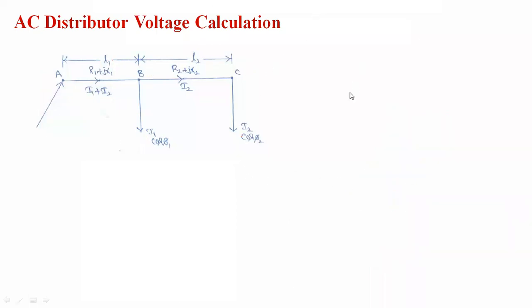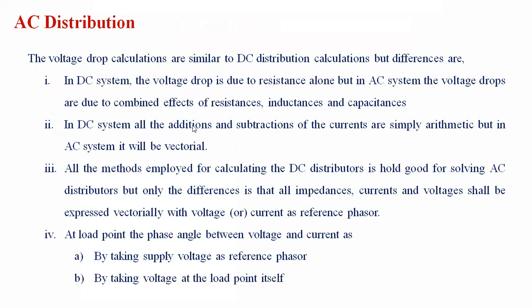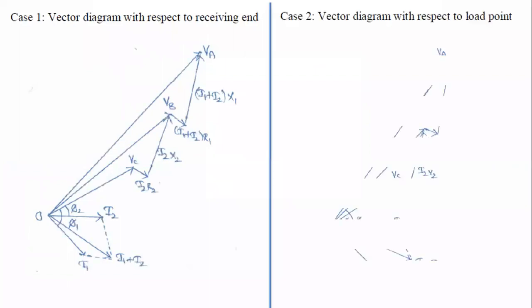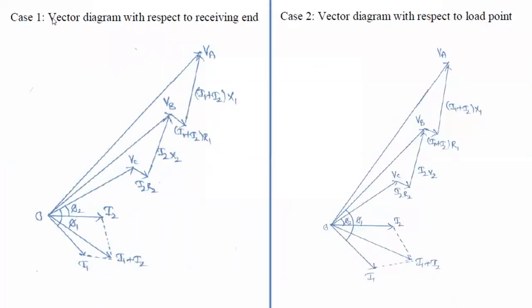But here there are two conditions. One is taking the supply voltage as the reference phasor, the other is taking the voltage at the load point itself. Now we can observe the difference between the voltage as reference phasor and the load point itself. Now this is the phasor diagram. Here two cases are considered. One is the vector diagram with respect to the receiving end. The three voltages are VA, VB, VC, with the higher value for VA, medium for VB, and then the lower value for VC. The drop is I2 into R2, I2 X2, and in between AB, the drop is I1 plus I2 into R1, I1 plus I2 into X1.